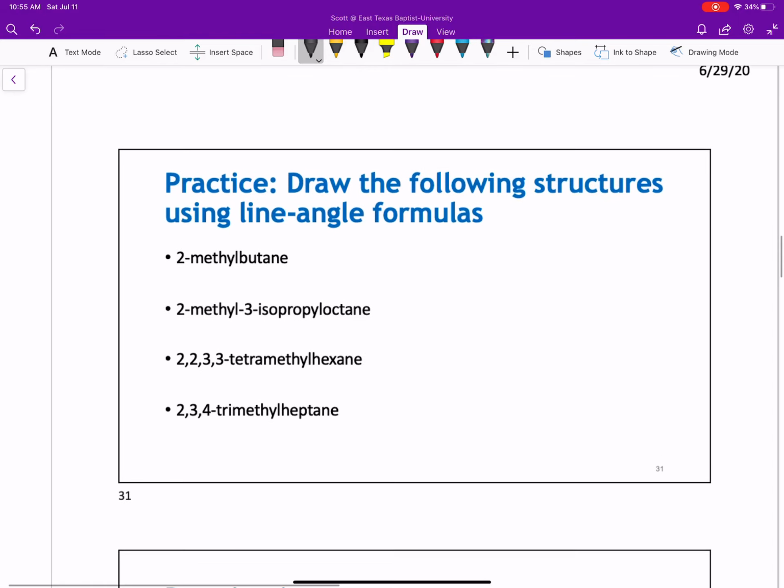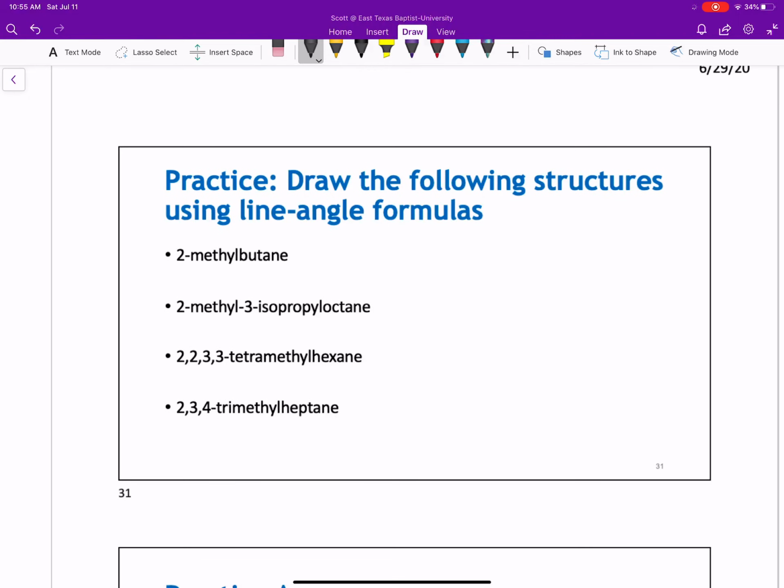I can also ask you to draw the line angle formula from the name itself. I find this to be easier. So let's start with butane. Draw yourself a butane, and then let's number it 1, 2, 3, and 4, and then throw a methyl right there, and you are done. If you do 2-methyl-3 isopropyl octane, I'm going to draw me 8 carbons. 1, 2, 3, 4, 5, 6, 7, 8.